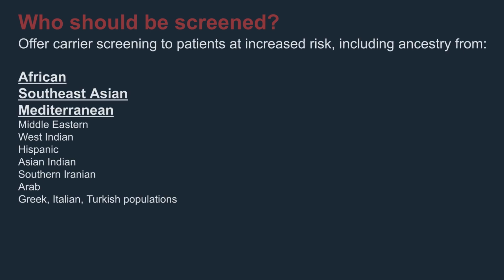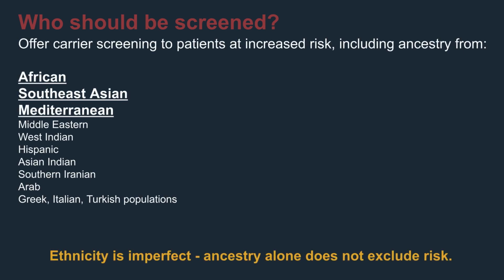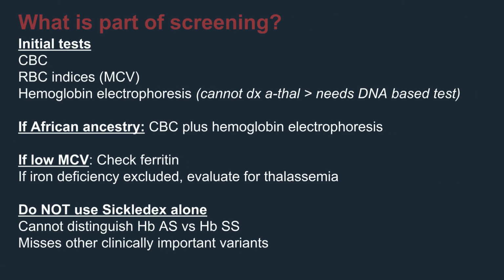Traditionally, screening is targeted to higher-risk ancestry groups, including African, Southeast Asian, Mediterranean, and others. But people may not know their ancestry, and populations are mixed. So if you see unexplained microcytosis, screen for it. For screening, start with a CBC and RBC indices and use hemoglobin electrophoresis to identify variants.